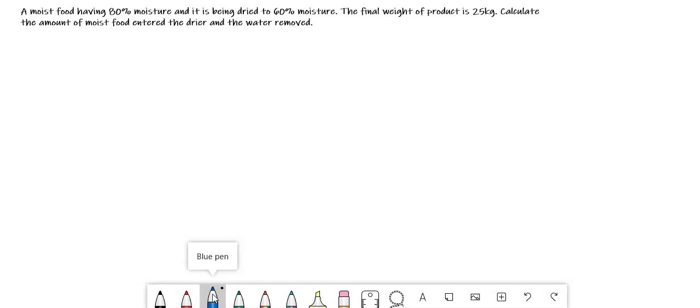The first question is, a moist food having 80% moisture is being dried to 60% moisture. The final weight of the product is 25 kg. Calculate the amount of moist food that entered the dryer and the water removed. So, we can first draw the diagram.